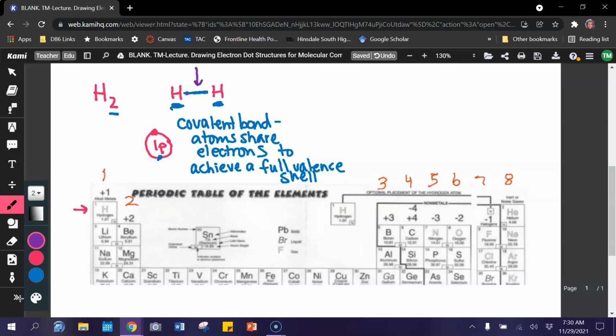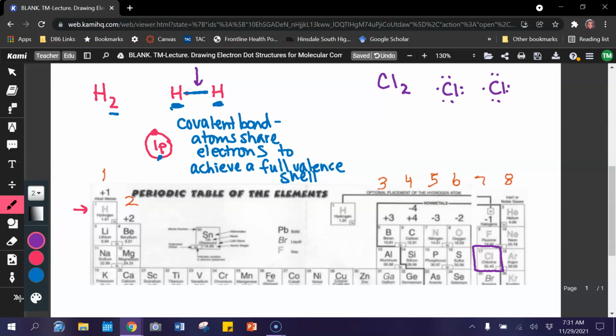Let's take a look at another example. Let's do chlorine, which is Cl2. So the first thing that we have to do is find chlorine on our periodic table, and here it is in column number 7. Now let's draw out my 2 chlorine atoms. So here is my first chlorine, and each chlorine will have 7 valence electrons, like so. And each chlorine wants to get 1 more electron in order to have a full valence.